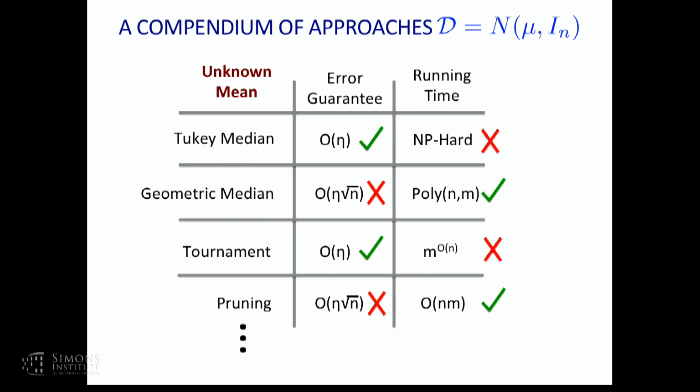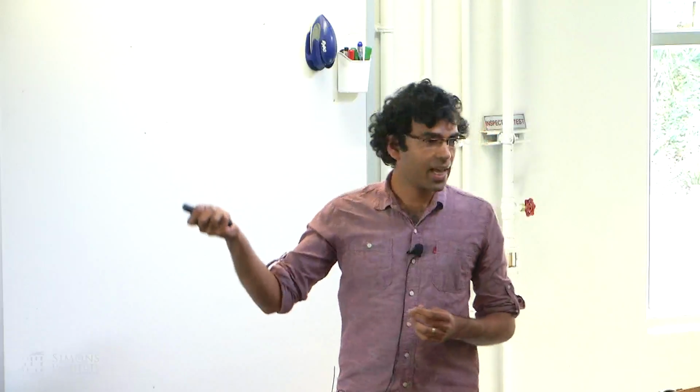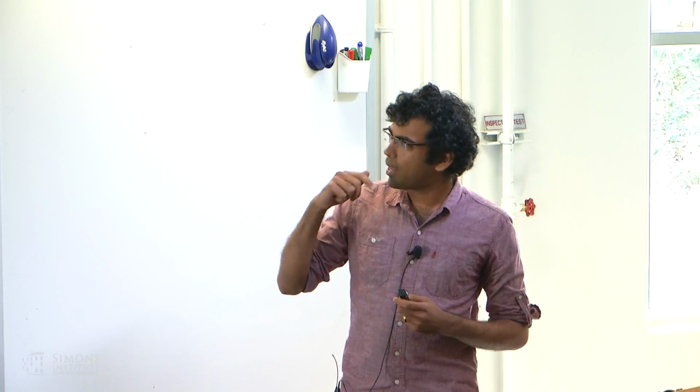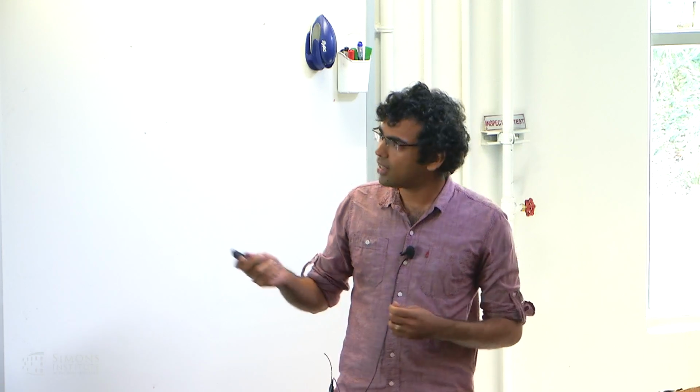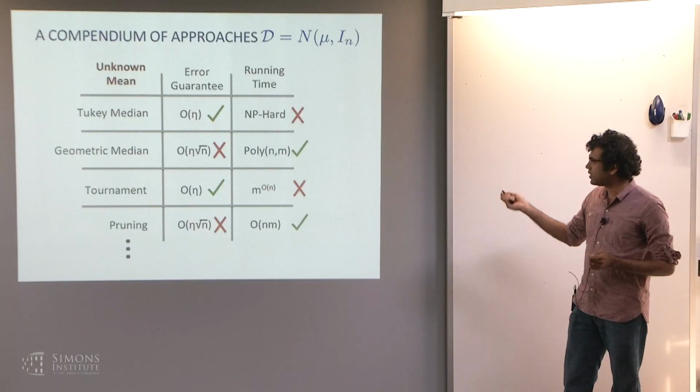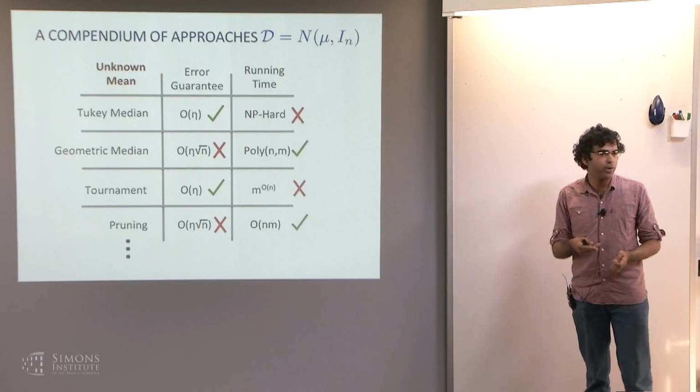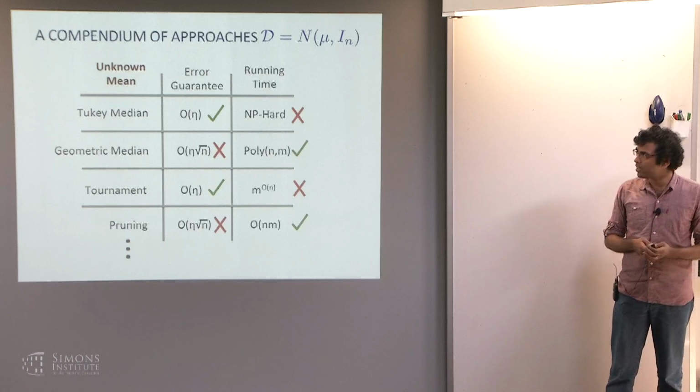So here is a list of approaches that have been studied. And the key thing to note here is either the error has a polynomial factor in the dimension, or the estimator is NP hard to compute in general, or it's exponential time to compute in general. So Tukey median has optimal performance. It is a generalization of median to higher dimension, but it's hard to compute in general. And geometric median, which has an efficient algorithm, has a square root dependence on the dimension.